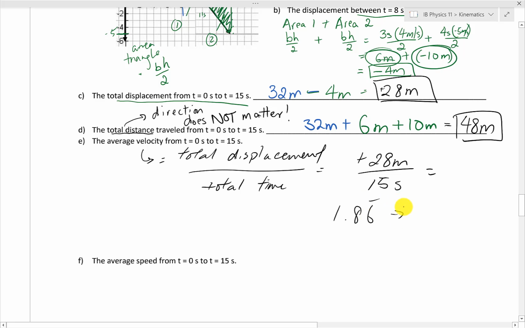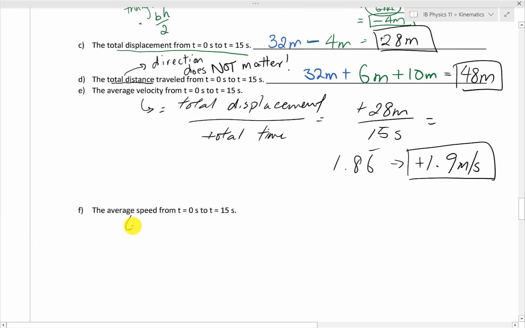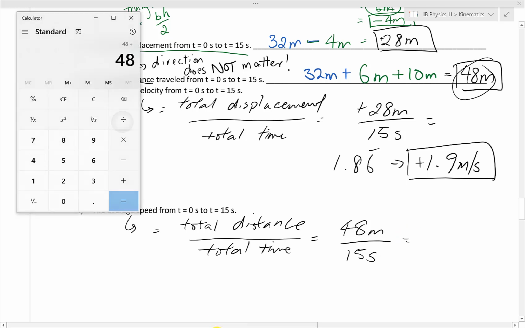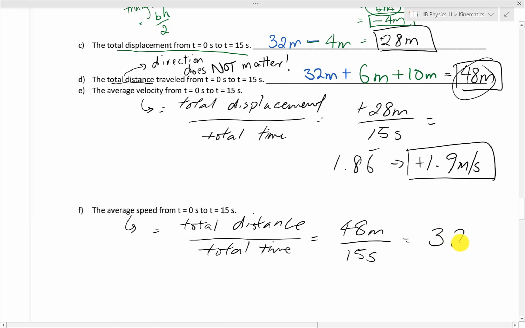1.866, we're going to round that off to approximately 2 sig figs, 1.9 meters per second. As for the average speed, this is not our total displacement, but our total distance divided by our total time. And this time we have 48 meters over the time of 15 seconds. We do a quick calculation, and we get 3.2 meters per second, direction independent.